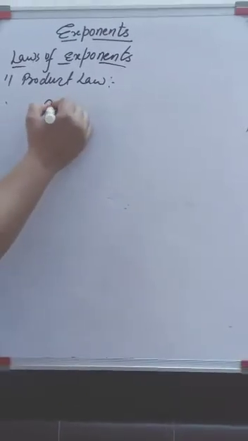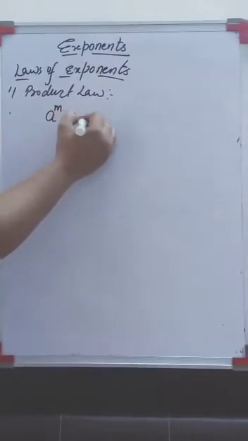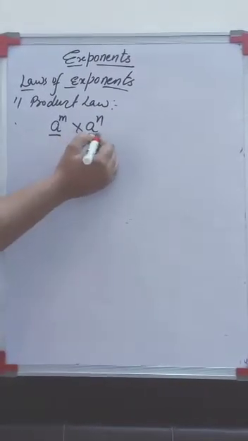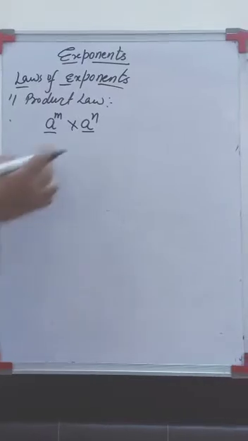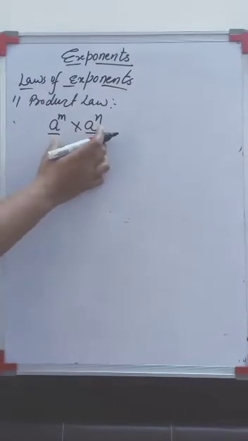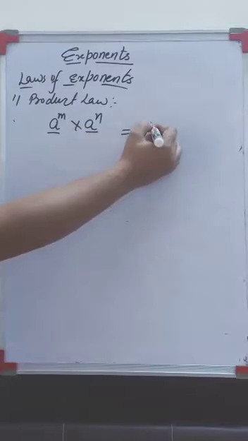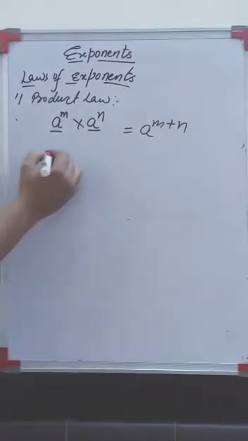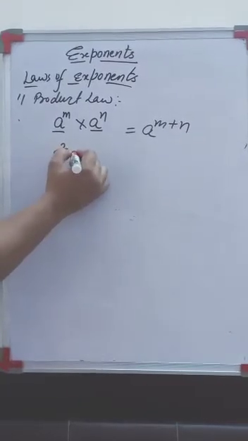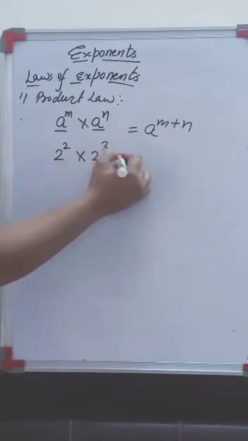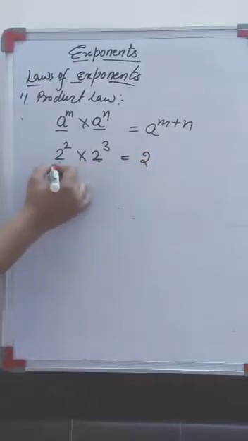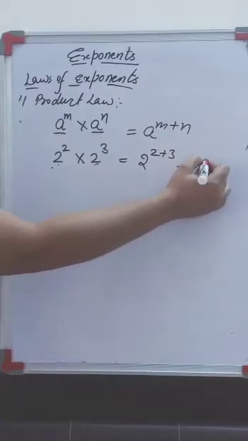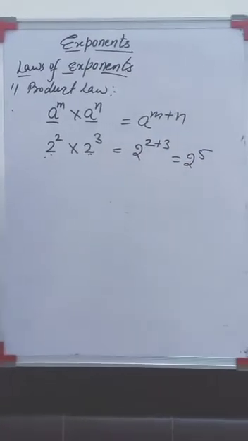What I am saying is, if a raised to power m into a raised to power n, over here this base and this base are both the same. In multiplication, if bases are equal, then powers get added. For example, 2 raised to power 2 multiplied by 2 raised to power 3. As both the bases are equal, the powers will be added. So the answer will be 2 to the power 5, right?